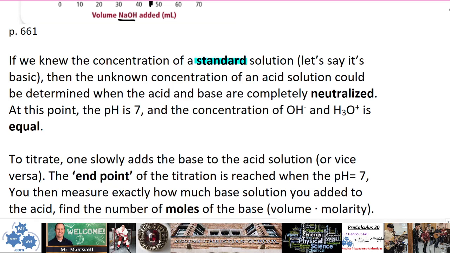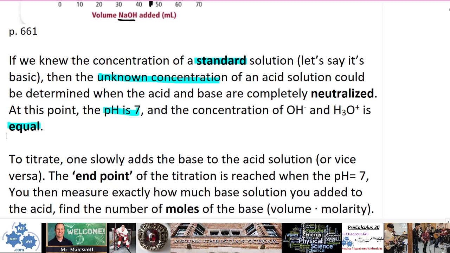So you have a standard solution of known concentration, and then you have another solution of unknown concentration. And when they're completely neutralized, you can determine from the standard solution exactly how many moles of, in this case, the base that you added. And it should be the same number of moles of acid that was in there to bring it to pH of 7.